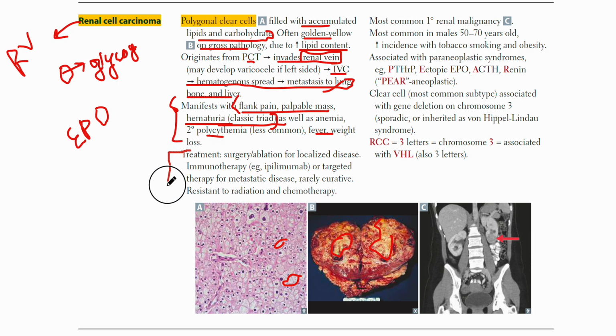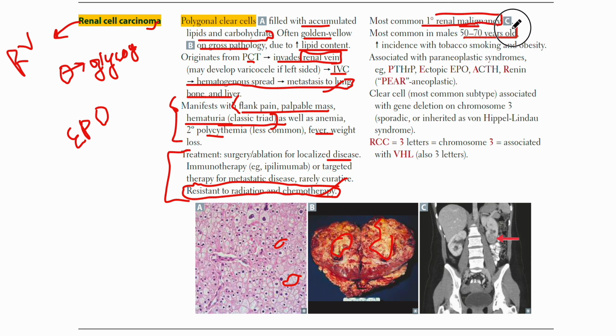The treatment is surgery or ablation for localized disease, and immunotherapy, that is ipilimumab, or targeted therapy for metastatic disease, which is rarely curative, and it is resistant to radiation and chemotherapy. This is a very high yield point right here. Renal cell carcinoma is resistant to radiation and chemotherapy. It is the most common primary renal malignancy, most common in males of age 50 to 70 years, right? There is increased incidence with tobacco smoking and obesity, and it is associated with paraneoplastic syndromes.